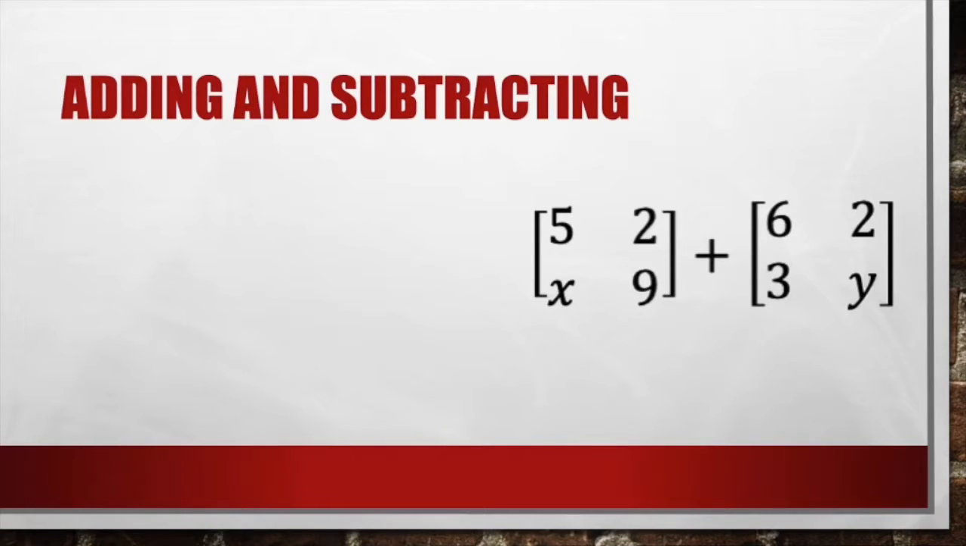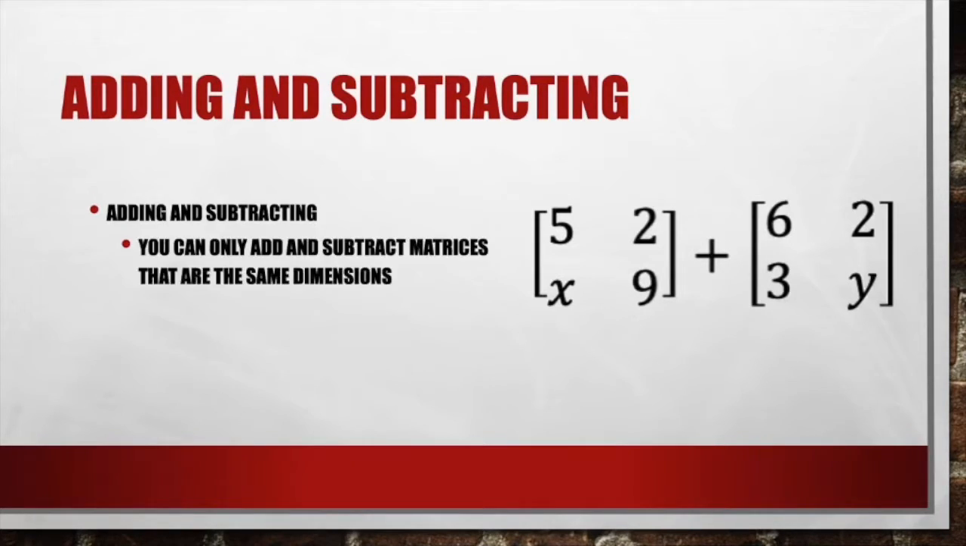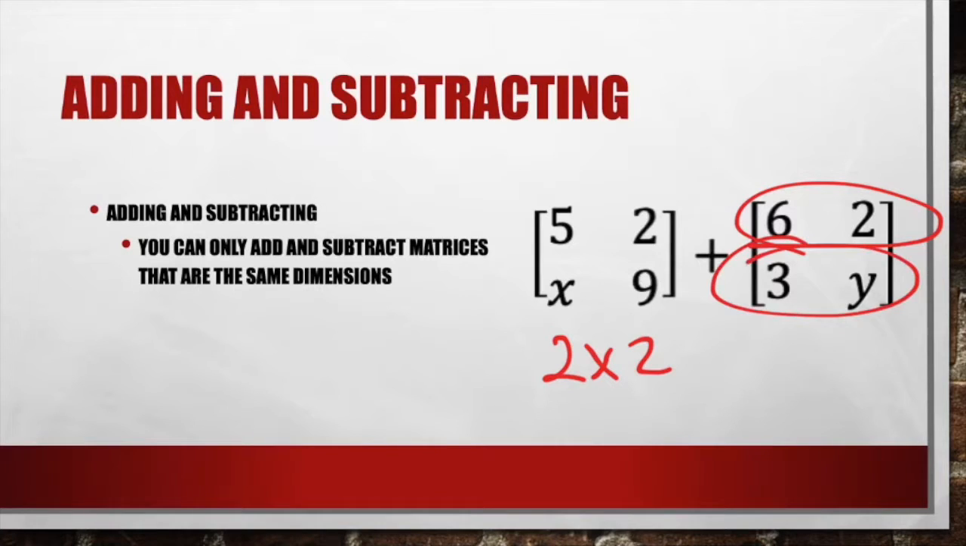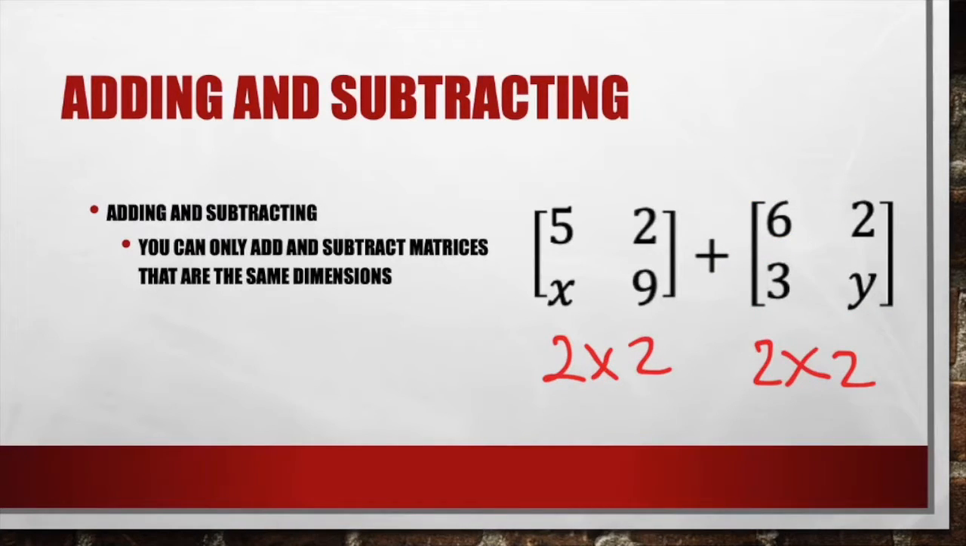Now we're going to add and subtract. This is a very straightforward process. If we're going to be adding, we can only add them if they have the same dimensions. So this one here is a 2 by 2 because we have 2 rows and 2 columns. Same with this one. We have 2 rows and 2 columns. So we have a 2 by 2. Since they have the same dimension, they are able to be added.